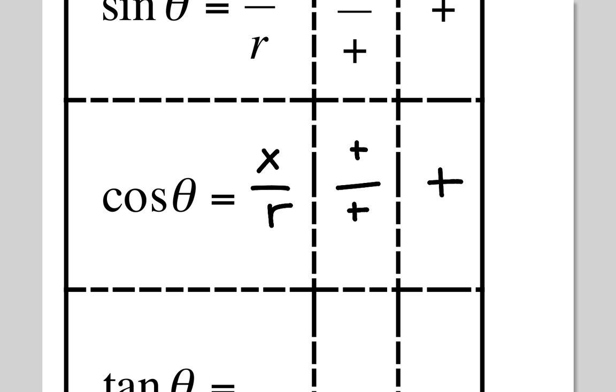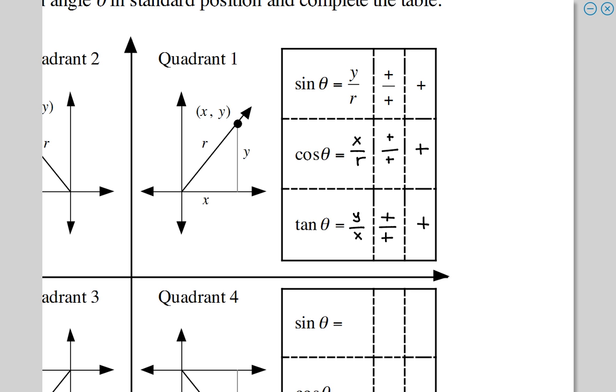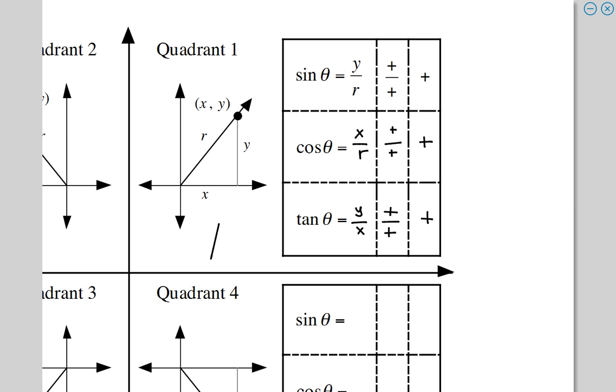So you're thinking about the multiplication rules, like a positive times a negative. It's the same for ratios. And tangent is y over x, which is a positive divided by a positive, which is also positive. So all the ratios are positive in quadrant 1. And you can put a big fat A right there, which stands for all.